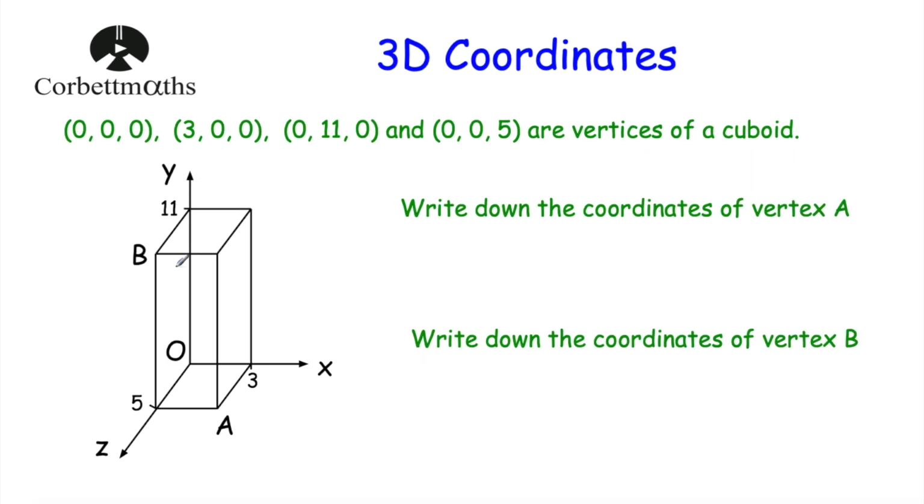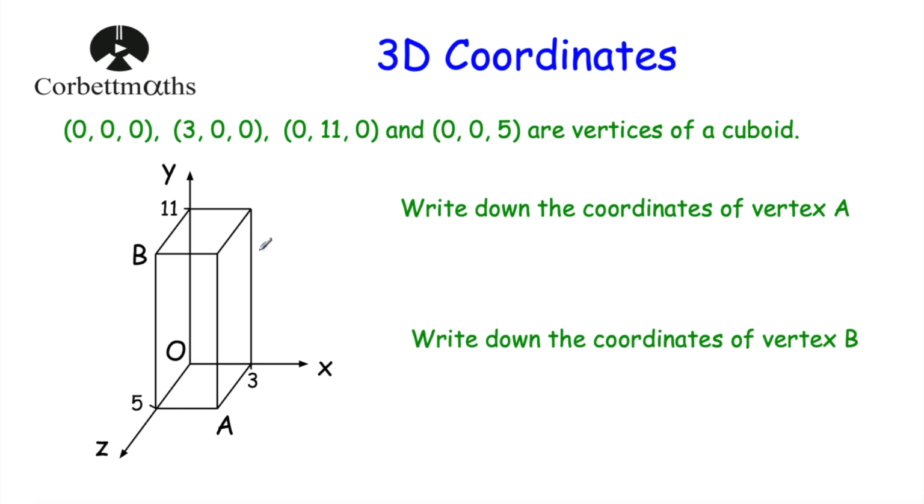Okay, let's have a look at one more question. So this time we've got a cuboid, and we've been given the coordinates of 4 of the vertices of this cuboid. We've been given the coordinates 0, 0, 0, so this point here, 3, 0, 0, so 3 along the x-axis direction, 0, 0, so that's this one, 0, 11, 0, so that's going to be 0 along the x-axis direction, 11 up in the y-axis direction, and 0 out, so that's that point there, and 0, 0, 5, so it's going to be 0 along the x-axis direction, 0 up in the y-axis direction, and 5 out in the z-axis direction, so that's there.